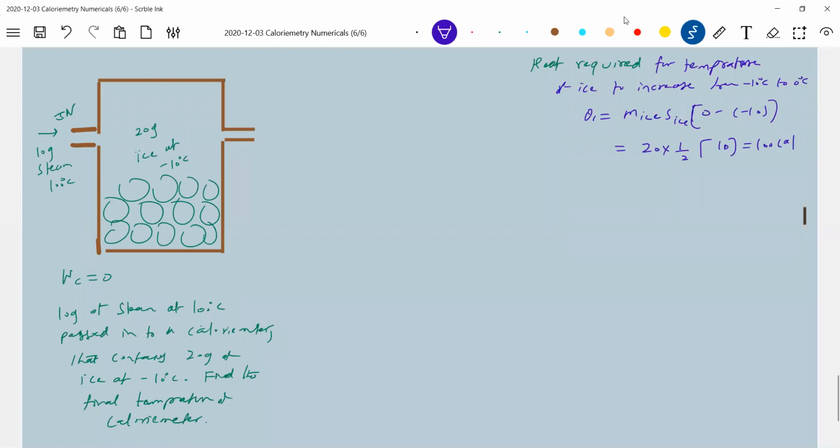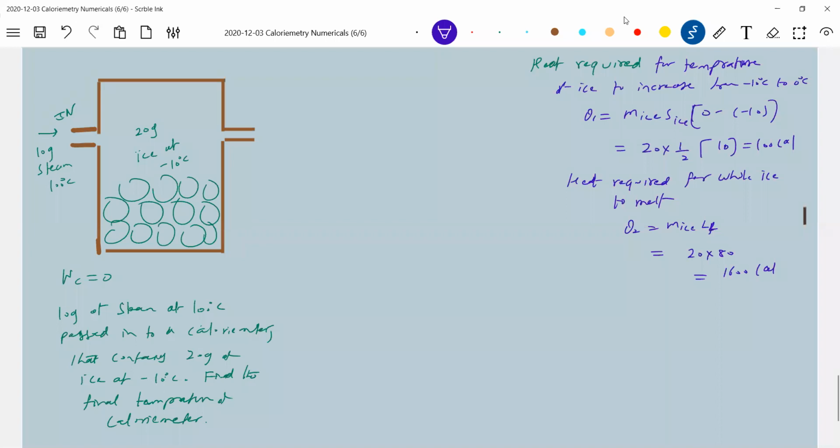Okay, now again, heat required for all ice to melt. Q2 equal to mass of ice into latent heat of fusion. Mass of ice is how much? 20. This is 80. 1600 calories. So total how much is it? 1700 calories is what is needed here.